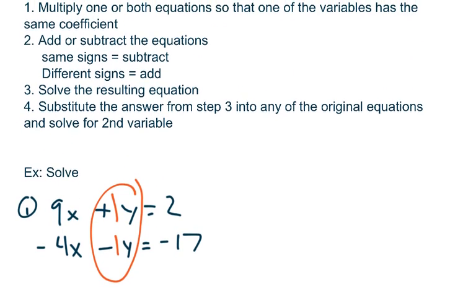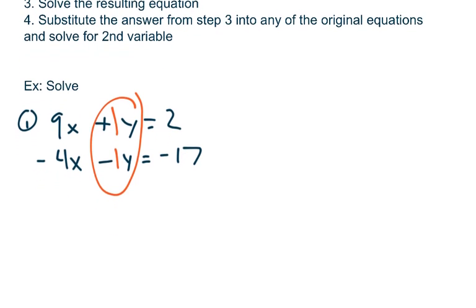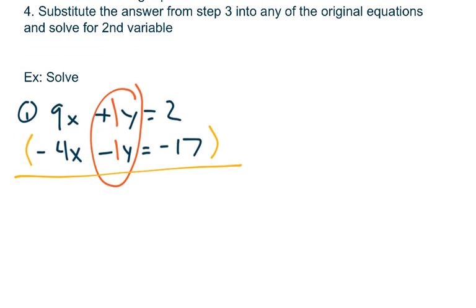Step number 2 says add or subtract the equations. If they have the same sign, subtract. Different signs, we're going to add. These two variables have different signs. The top one's positive, the bottom one is negative. They are different signs. So we're going to do step 2. Different signs says add the equations.